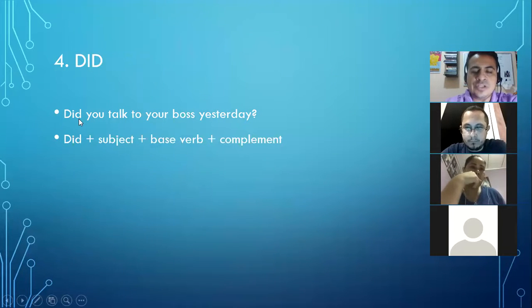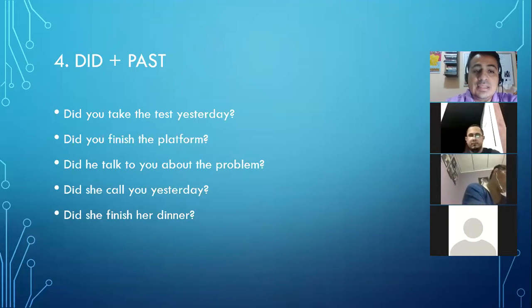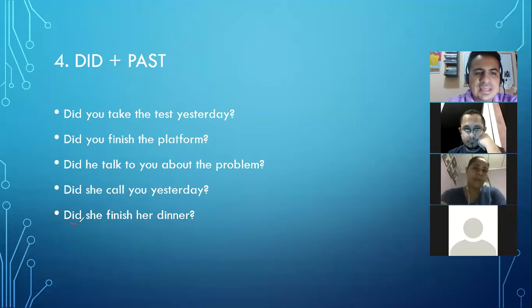And the last set of questions that we have is with the auxiliary verb did. Did plus subject plus the base verb. Did you take a test yesterday? Did you finish the platform? Did he talk to you about the problem? Did she call you yesterday? Did she finish her dinner? So I just want you to see, remember here, for example, I have did, but I have normal verb. I use the normal verb because did puts everything in the past.